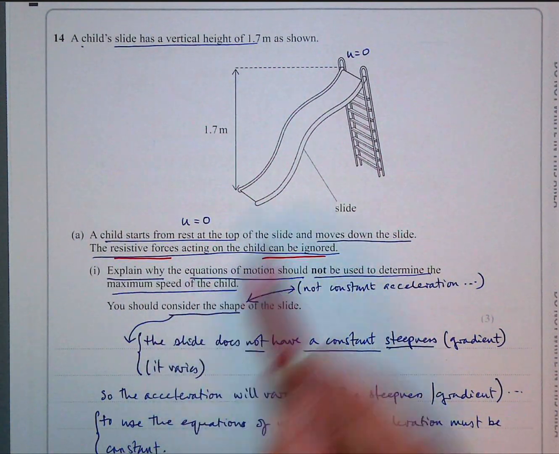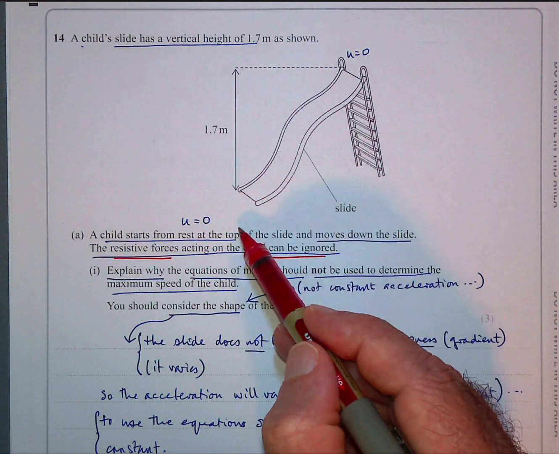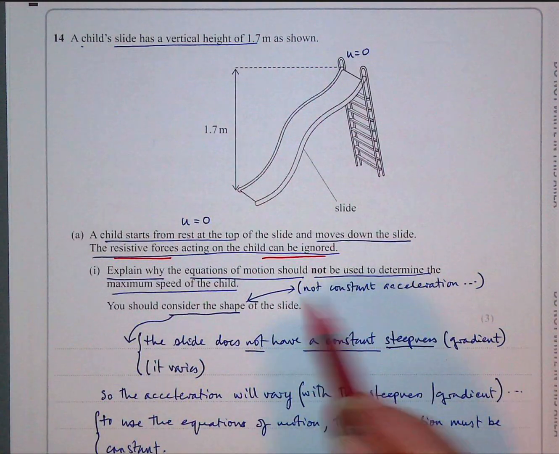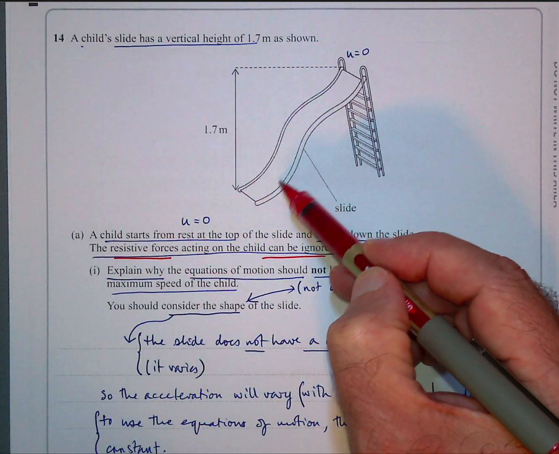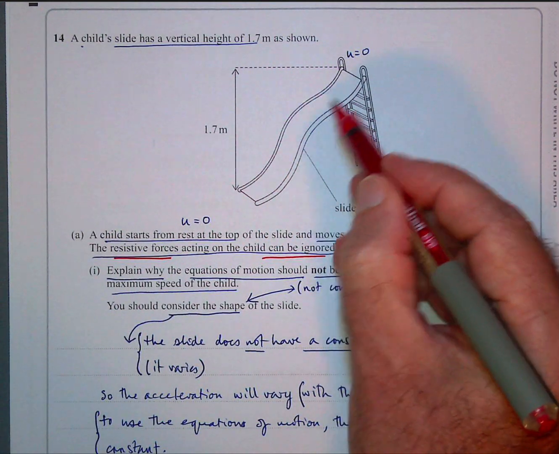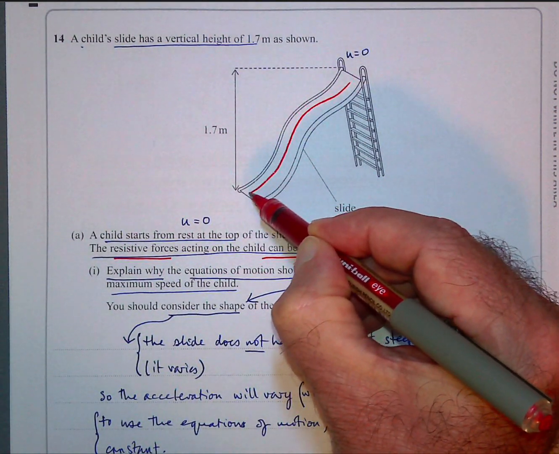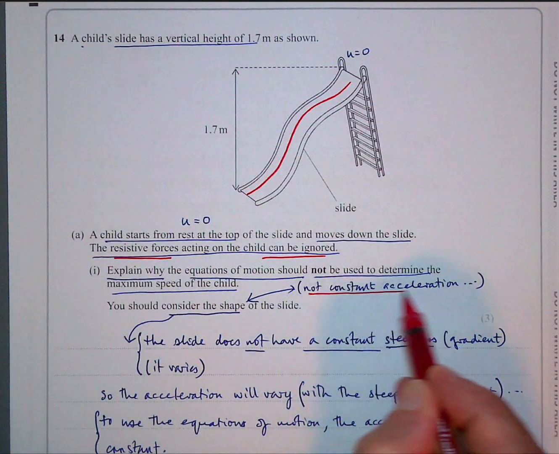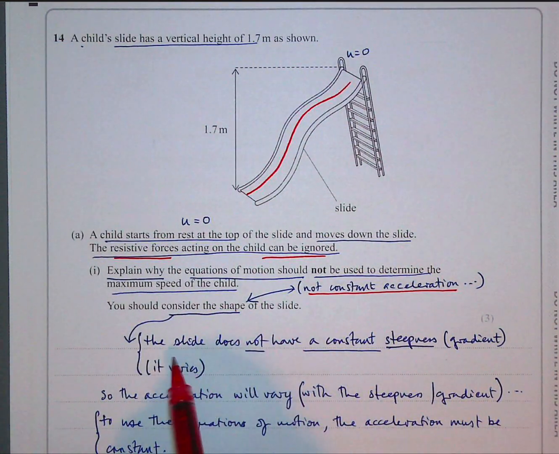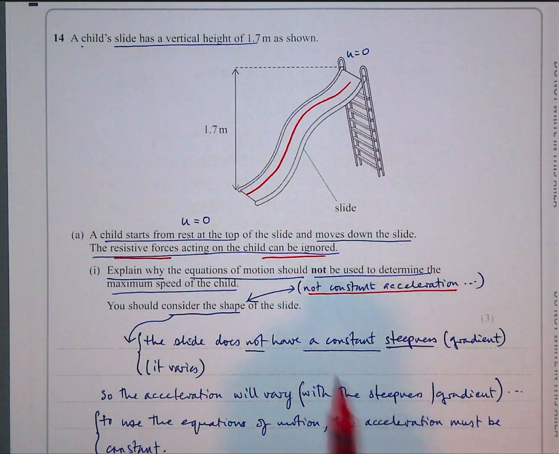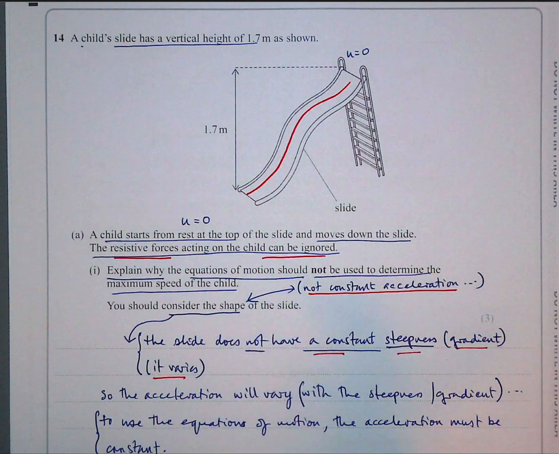In this case, it's because there is not a constant acceleration because it's not straight. If it was straight, you could use constant acceleration formulae by resolving. So over here it's less steep, over here it's more steep, and then it gets less steep. So the steepness varies, faster here, and then it'll slow down again. So it's not a constant acceleration. That's the first thing you need to get in your minds. You should consider the shape of the slope. The slide does not have a constant steepness or a constant gradient. It varies, okay? These are the points you should be making.